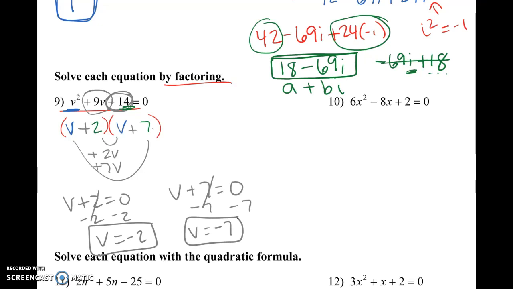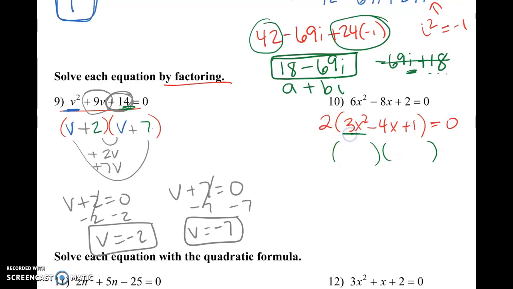Okay, for number 10, we're going to start the same way. What do they have in common? So 6x squared minus 8x plus 2, they all have a 2 in common. So I'm going to go ahead and factor out that 2, and I would get 3x squared minus 4x plus 1 equals 0. And if we were just factoring, we wouldn't divide over that 2. Since we're solving, I could divide that 2 to the other side. But I'm just going to go ahead and go straight to my factoring.